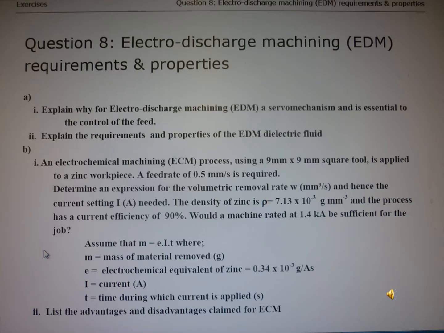All of these pieces is asking about how the electro-discharge machining, their requirement and their properties.